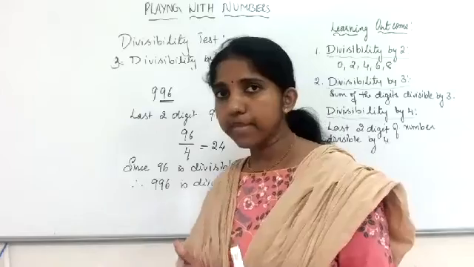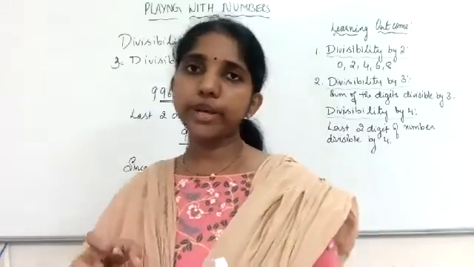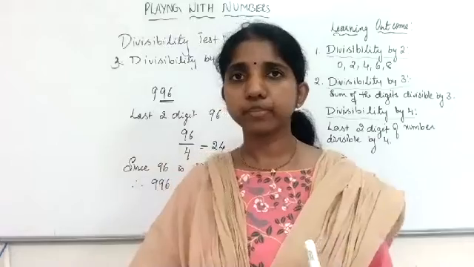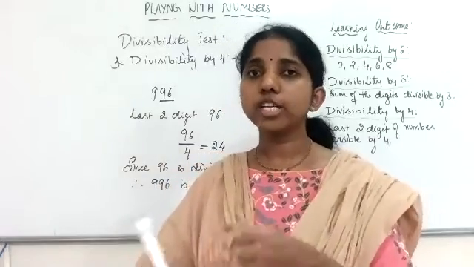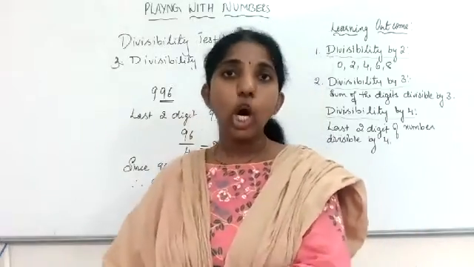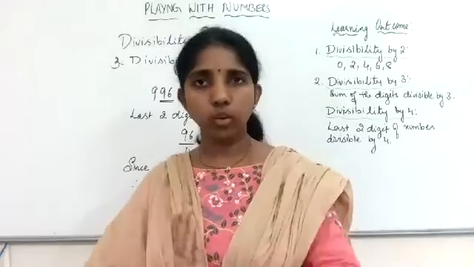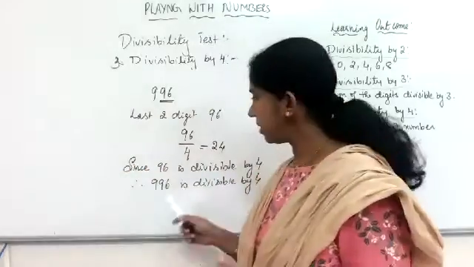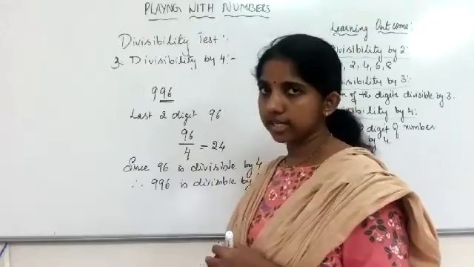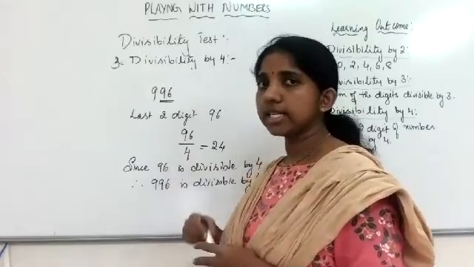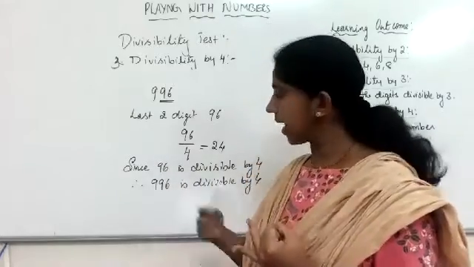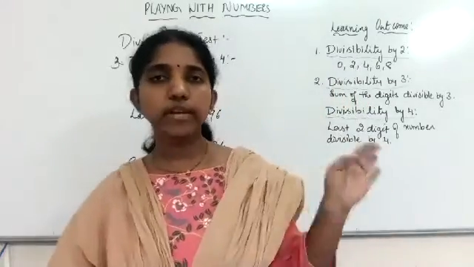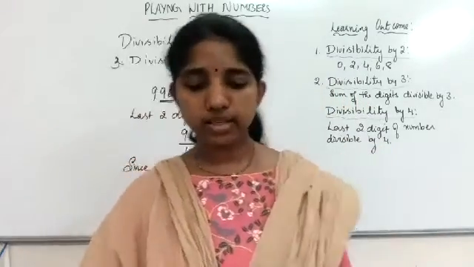So any number you take can be divisible by more than one number. It is not that it has to be divisible by 4 only, or 2 only, or 5 only. It can be divisible by the other numbers also. For example, this 996 is divisible by 2, 3 and 4 also. So these are the 3 divisibility tests that we have learnt in this session.